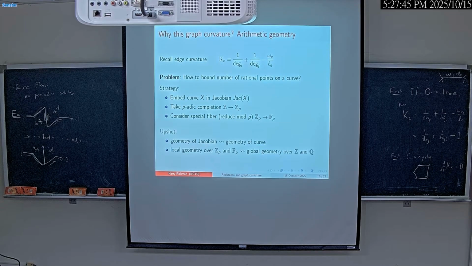But the reals are another completion. Right. What you get over the reals is the classical case, where you don't get any graph attached, as far as I understand. You get a graph only when you look at the prime, non-infinite places.